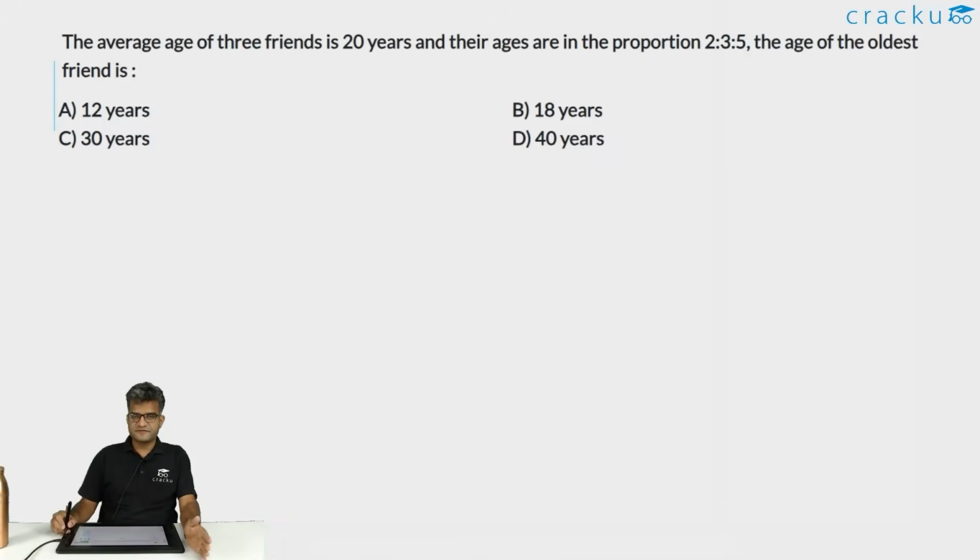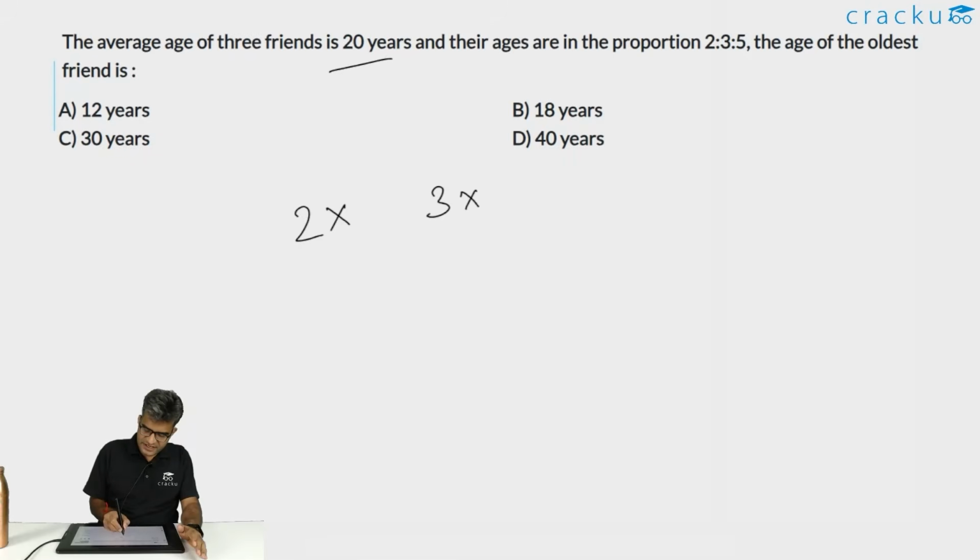The average age of 3 friends is 20 years, and their ages are in the proportion 2 is to 3 is to 5. The age of the oldest friend is, let us assume that the ages are 2x, 3x and 5x. So what is the total age of all 3 friends? The total age of all the 3 friends is 10x.